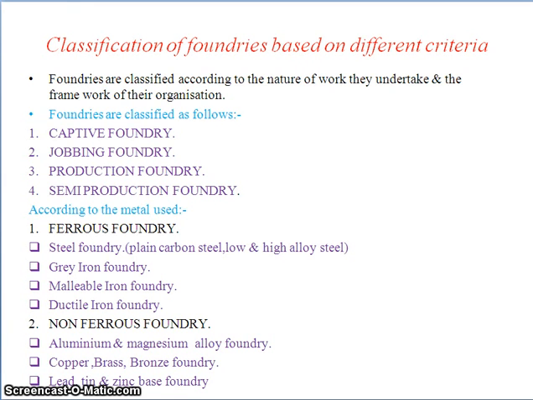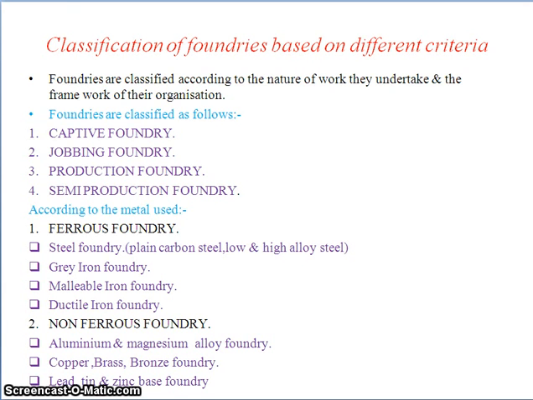According to the production process, the foundries are being classified into four main terms: captive foundries, jobbing foundries, production foundries and semi-production foundries. Whereas according to the metal used, they are being classified into two main terms: ferrous foundries as well as the non-ferrous foundries. First, we'll see what we mean by a captive foundry.